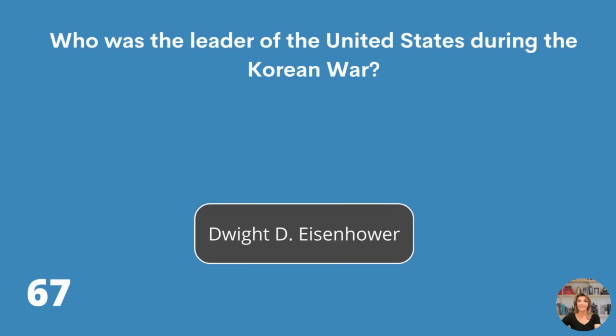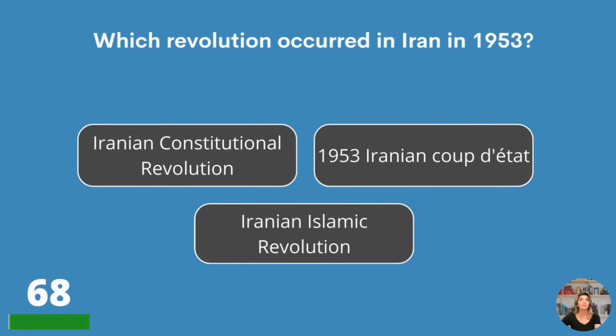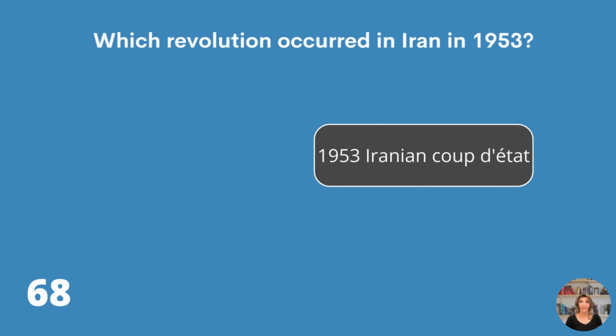Dwight D. Eisenhower. Which revolution occurred in Iran in 1953? The Iranian Constitutional Revolution, the 1953 Iranian coup d'etat, or the Iranian Islamic Revolution? The coup d'etat.